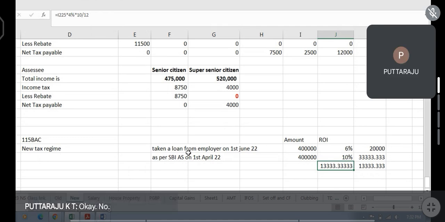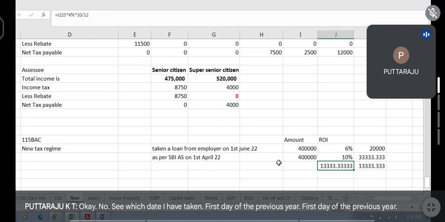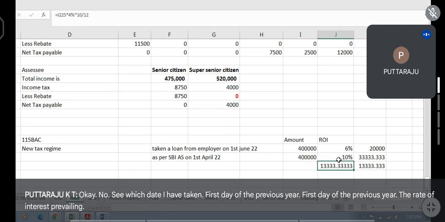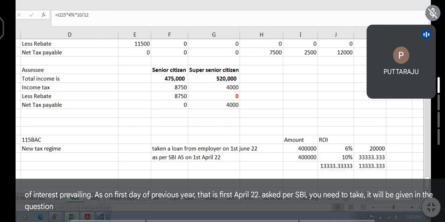Now see, which date I have taken? 1st day of the previous year. The rate of interest prevailing as on 1st day of previous year, that is 1st April 22, as per SBI you need to take. It will be given in the question. You need to take that one.